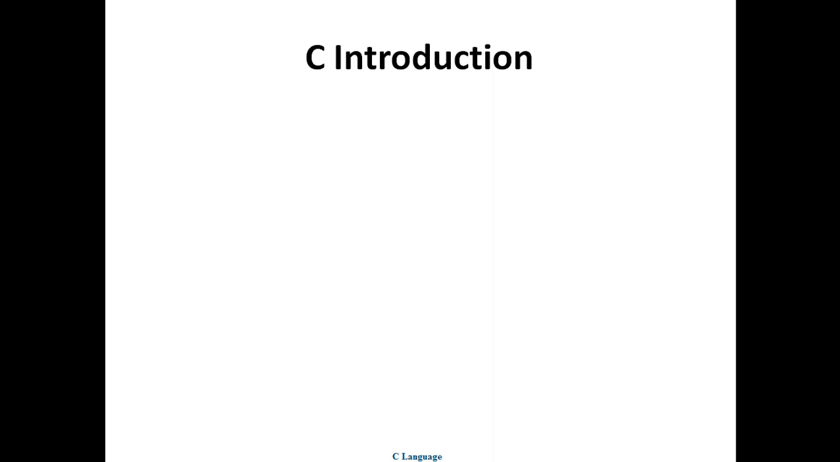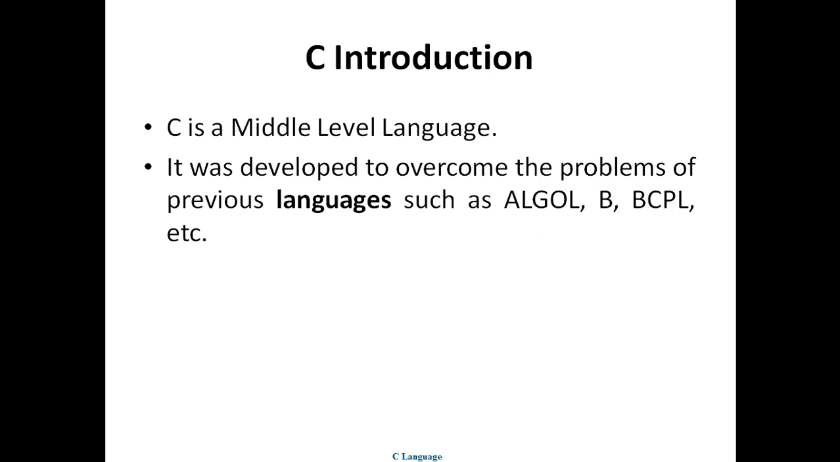But coming to the introduction, C was introduced by Dennis Ritchie in the year 1972. It is modeled as a middle level language because we can do low level programming, which is used in embedded programming. We can also do high level programming, wherein we write the program in general English kind of form. That's the reason C is considered a middle level language. It was developed to overcome the problems of ALGOL, B, BCPL, etc.